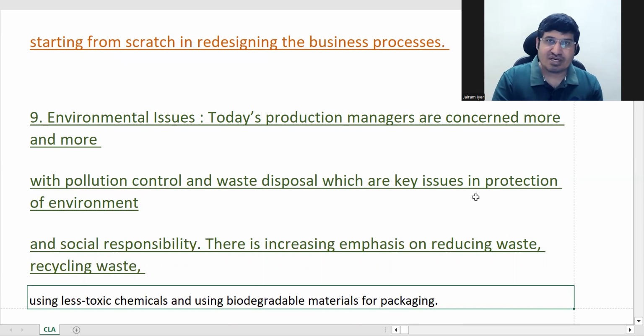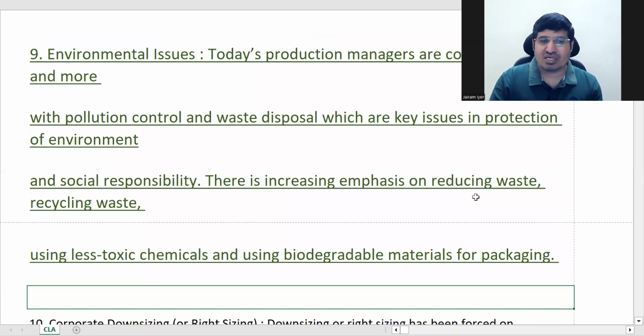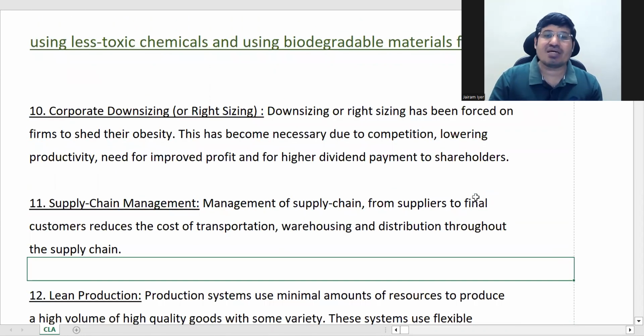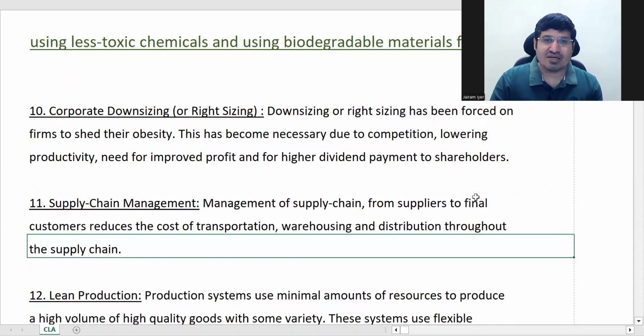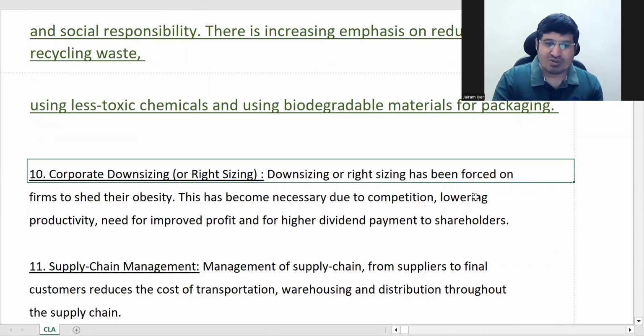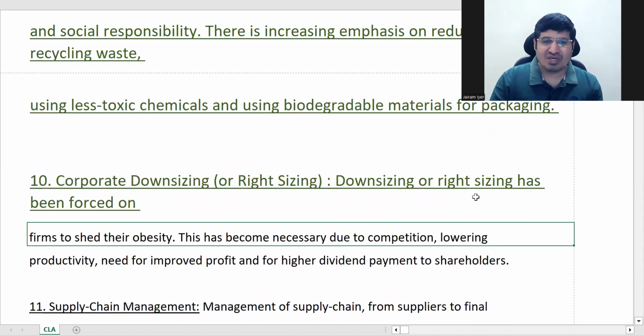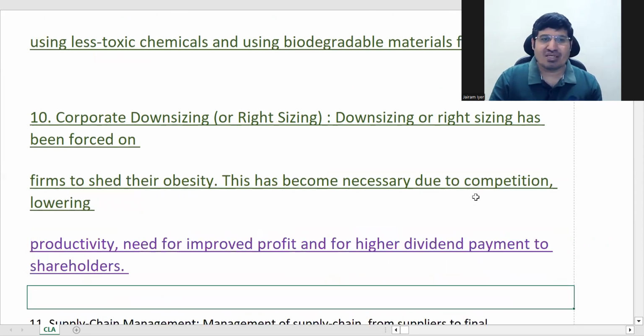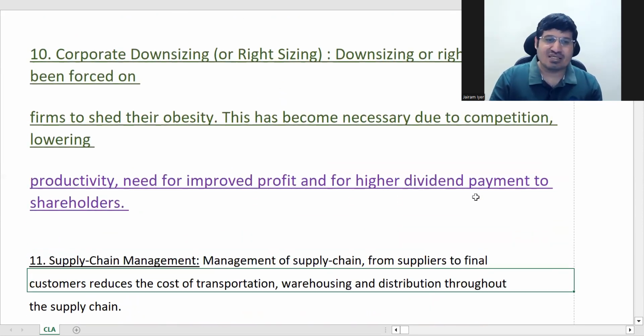Similarly, reducing waste, using less toxic chemicals, biodegradable materials, all these are important. If you don't do it, then one day or the other, your name will be spoiled. Sometimes other companies, your competitors, can also initiate action against you. Then corporate downsizing is to reduce the size. If you invest more capital than is required, then you will go into loss. If you need 60, invest 60 only. More than that, and you will have to shut down one day. That's called corporate downsizing or right sizing.